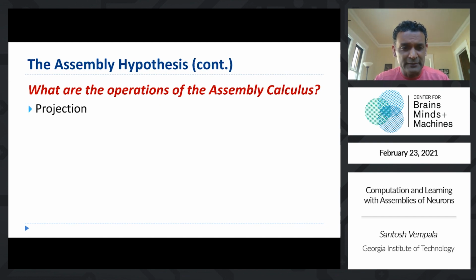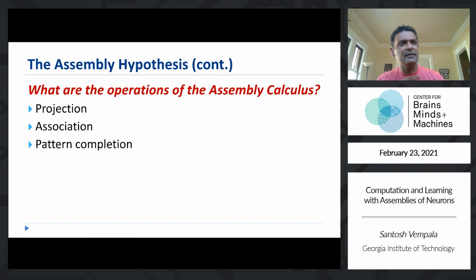First thing is going to be projection. Now remember, when I say operations, I don't want any additional control, a computer sitting on top of this doing more things. It should all work on this substrate. Association, I'll describe all these things. Pattern completion. Projection, basically, you can think of as a copy from one area to another area. So it's an assembly in one area projects to an assembly in another area.